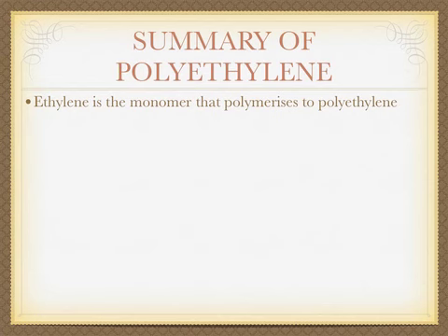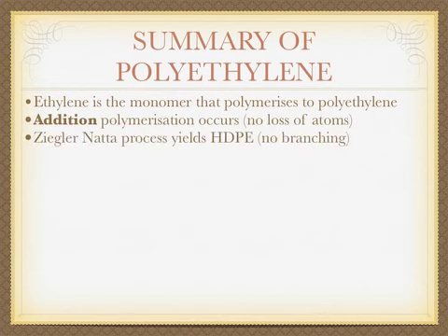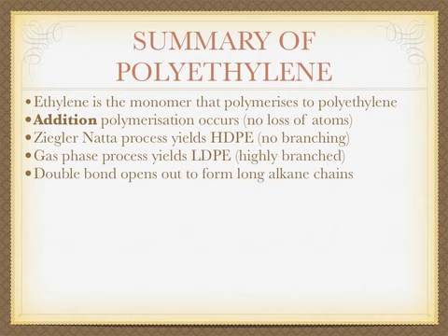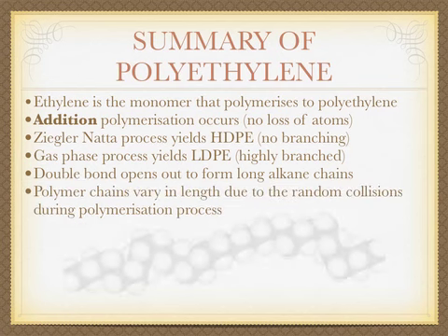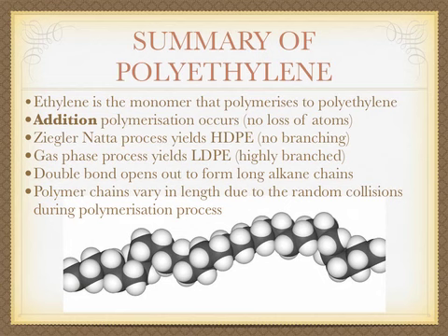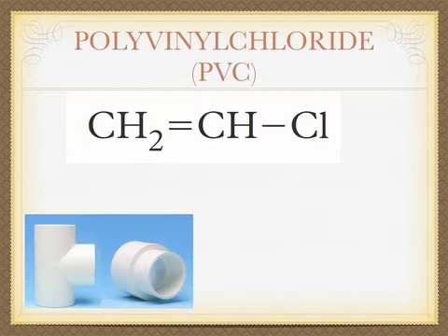Ethylene is the monomer that polymerizes to polyethylene, and it does so via addition. The Ziegler-Natta process gives us high-density polyethylene with no branches. The gas phase or older process gives us low-density polyethylene that is highly branched. The double bond opens out to form long alkane chains. The polymer chains vary in length due to the random collisions during polymerization. Here is an overall schematic representation of a section of polyethylene.